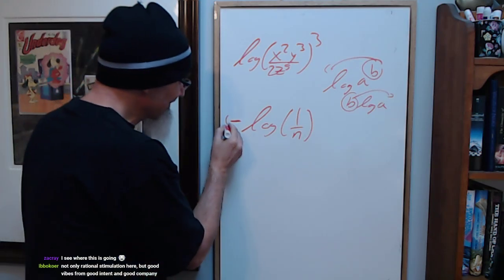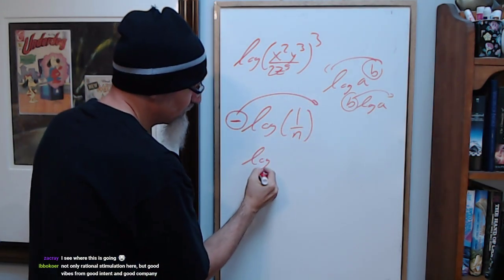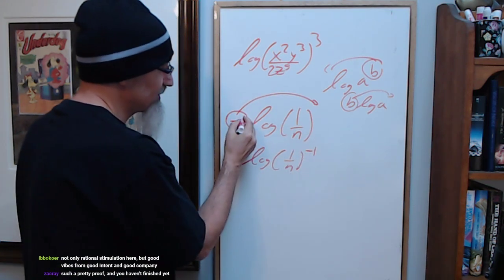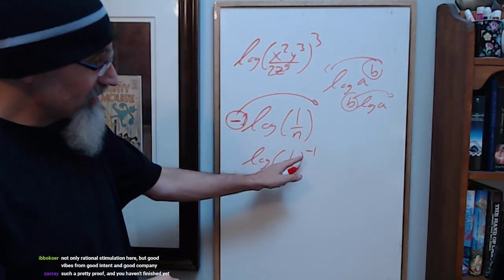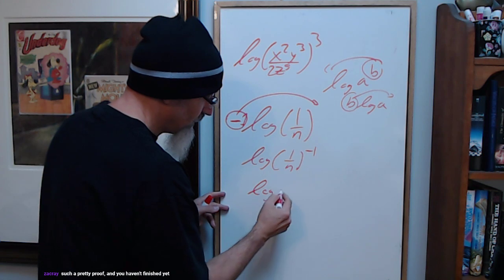For sure. So you can kick this up, right? So this becomes log of 1 over n to the power of negative 1 because there's a 1 here, right? What does a negative power do? It flips things. So this would be log of n.